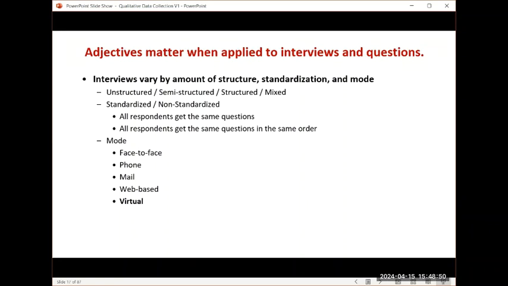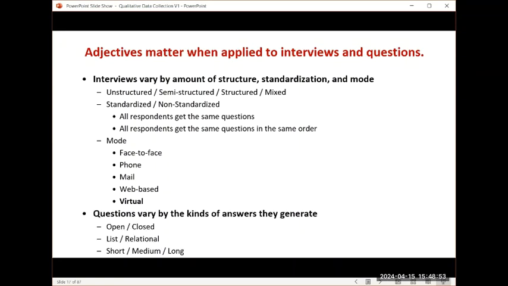Now, watch what happens when we apply adjectives to questions. They're not the same, right? Questions are either open-ended or closed-ended. They're either list or relational, or they're short, medium, and long. All right. Now, notice that we do not apply open or closed-ended adjectives to interviews. Although I've actually done it myself, saying, yeah, I'm conducting an open-ended interview. No, an open-ended interview would basically not end. That's essentially what it would mean, right?